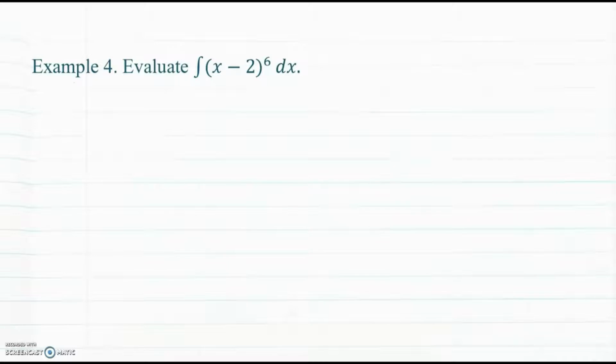Now let's have our fourth example. Evaluate the indefinite integral of x minus 2 raised to 6 with respect to x. So it's very simple. We can directly identify our u as x minus 2. So for the solutions, let u be equal to x minus 2, and the derivative of u is just 1 with respect to x.